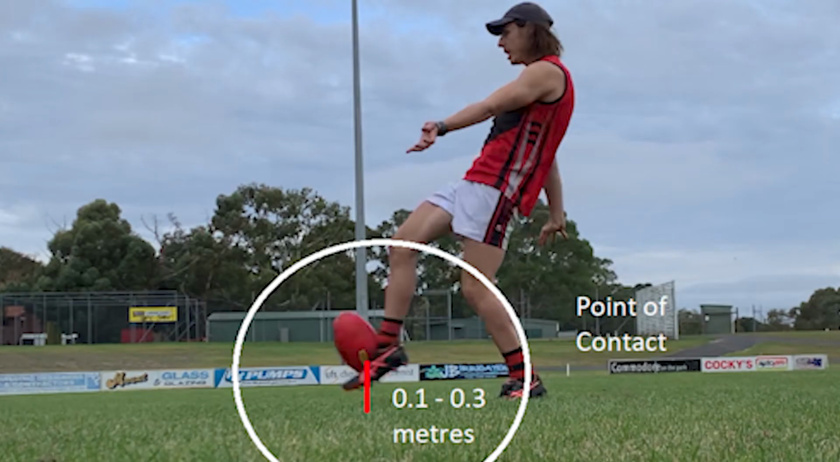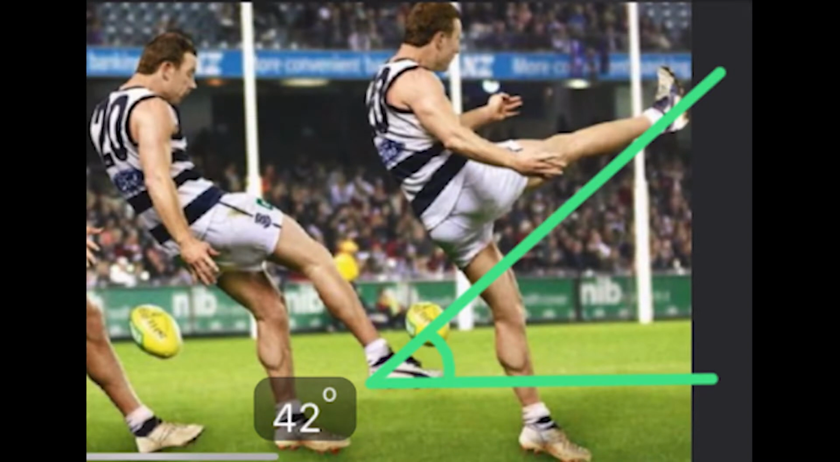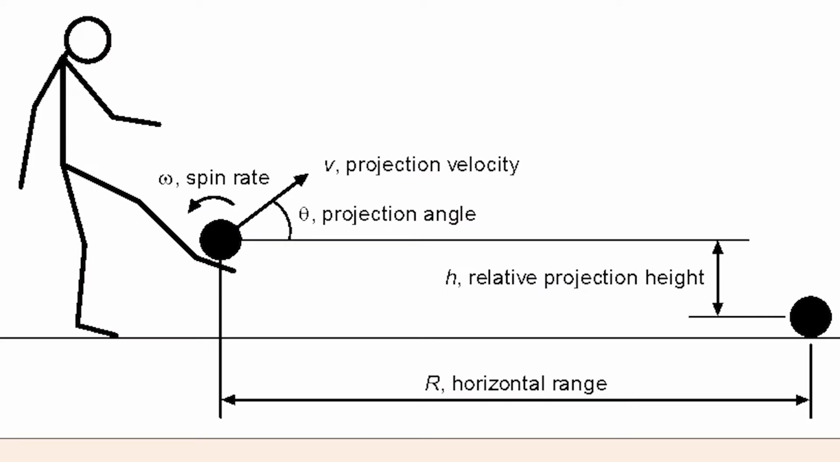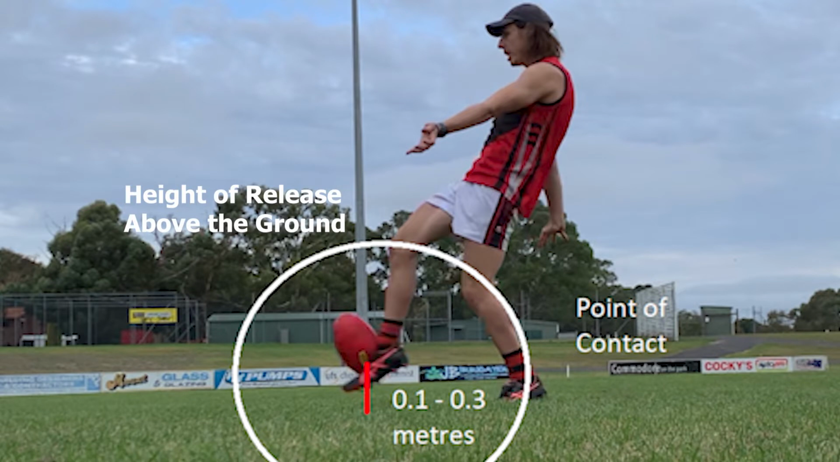The height of release occurs between 0.1 and 0.3 meters off the ground at the point of contact between the foot and the ball. The height at which contact occurs affects the angle of release, where the optimal angle of release is 42 degrees to allow for maximal horizontal distance and a slight gain in height from the ball drop. The angle of release of an AFL drop punt kick is less than 45 degrees, as the object does not start and finish at the same level due to the height of release being above the ground.